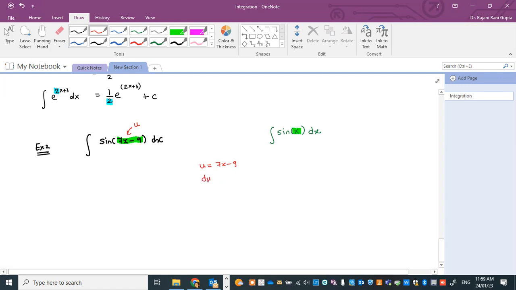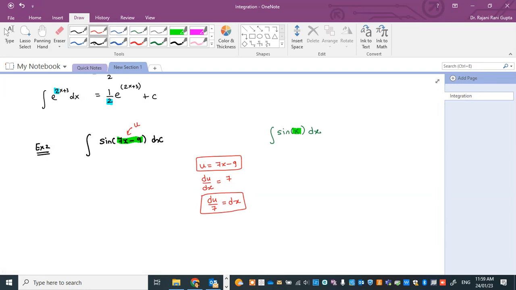So again, when we differentiate, what do we get? 7. So this gives you the value of dx as du over 7. Now use these two values in the original integral. Let's see what we will get. So this is equal to the integral of sine, we are not changing, in place of 7x minus 9 we substitute u, and in place of dx we write du over 7.